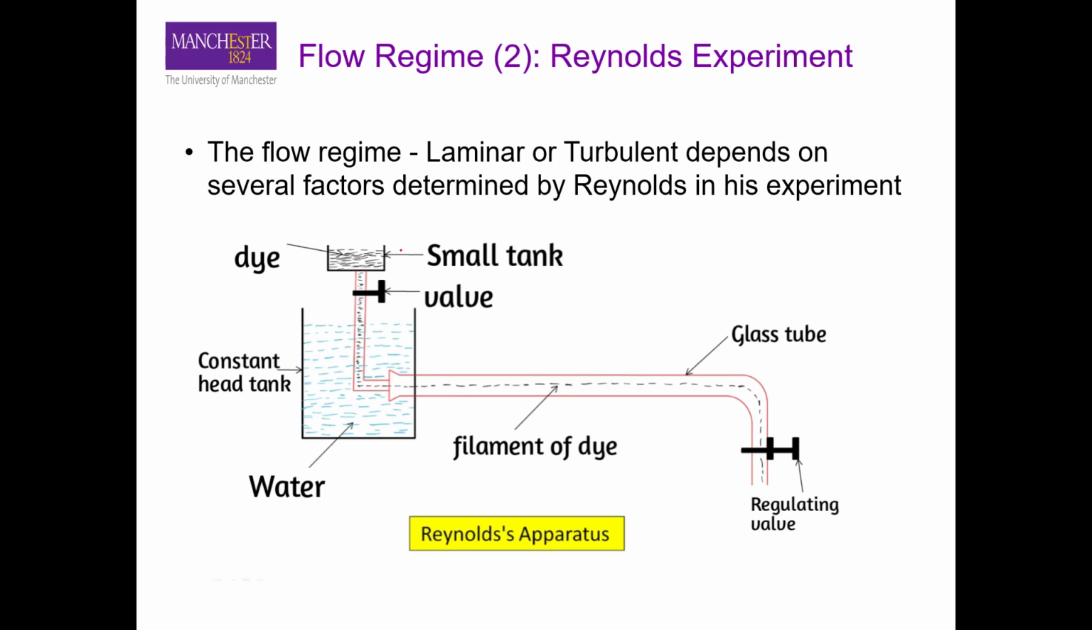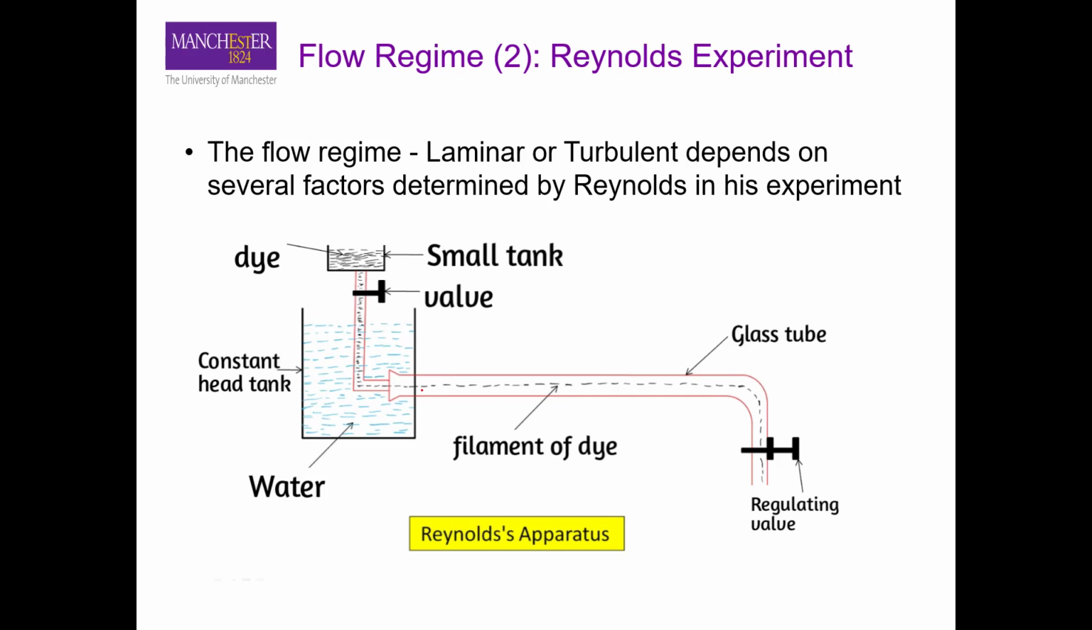So these flows were first observed by Reynolds, and he created a very famous experiment to characterize these flows in different regimes. And his apparatus looked something like this.